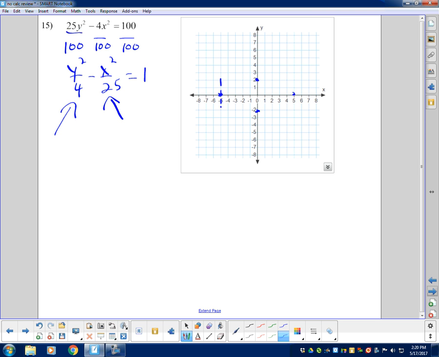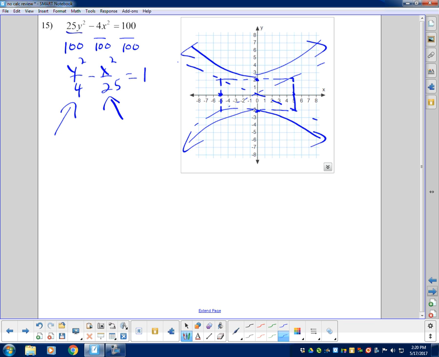Draw our little hyperbola box. Put a dashed line through here. And they're going to open up in each direction here. So that is a sketch of the graph of 25y squared minus 4x squared equals 100. Number 16.